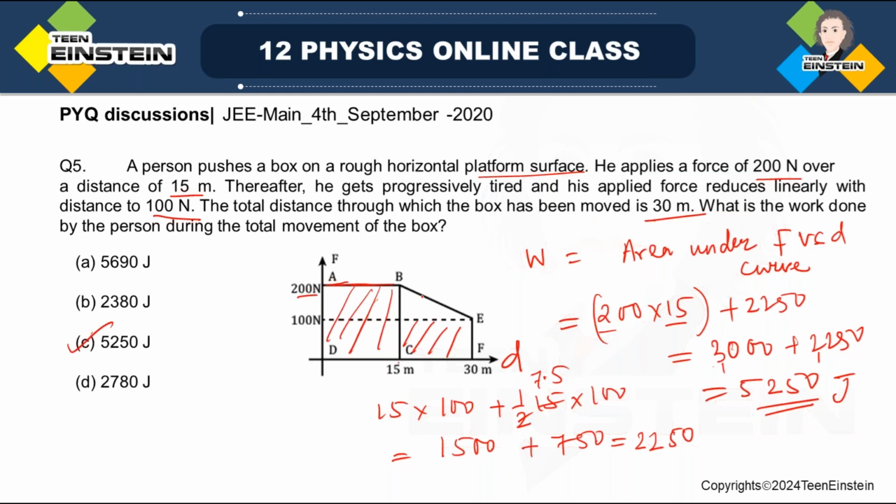So here you need to find this clue. To solve this problem you must be able to draw this F-D diagram, otherwise you will not be able to solve it. And here the force is progressively reducing, not suddenly reducing to 100. That means the slope is slowly decreasing. That was the point in this problem. So you need to practice this kind of problem so that you can understand the question.